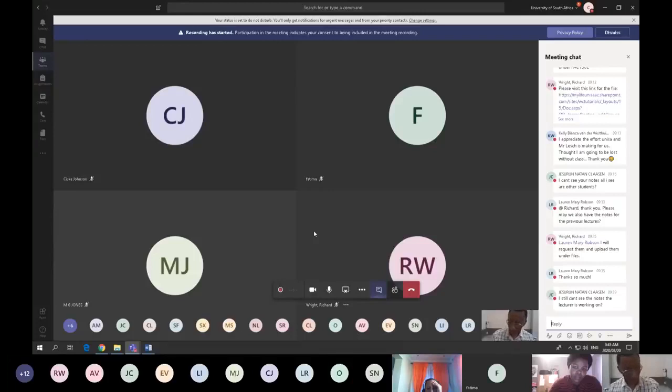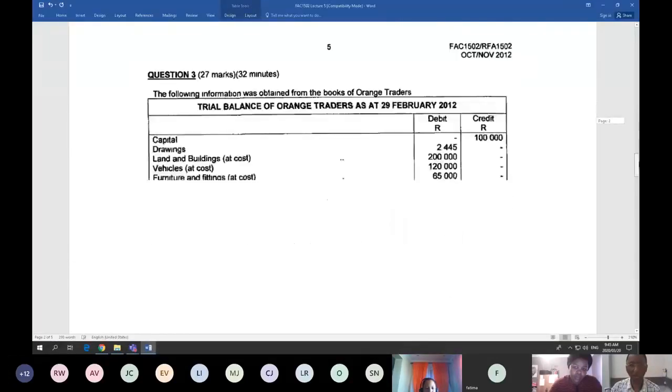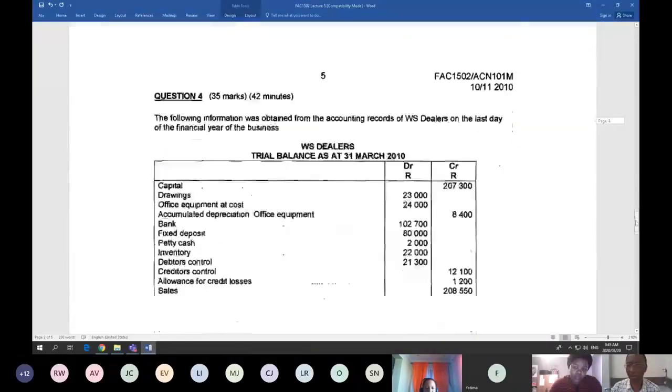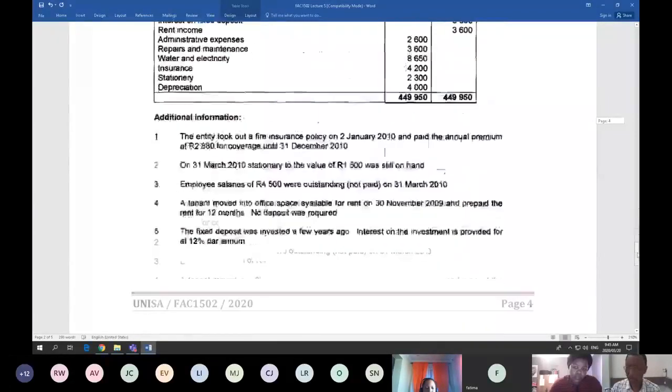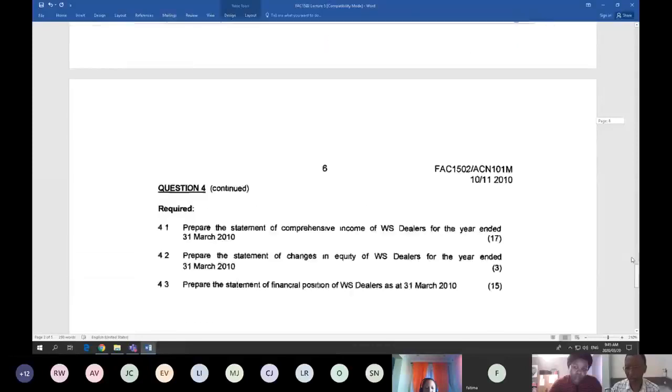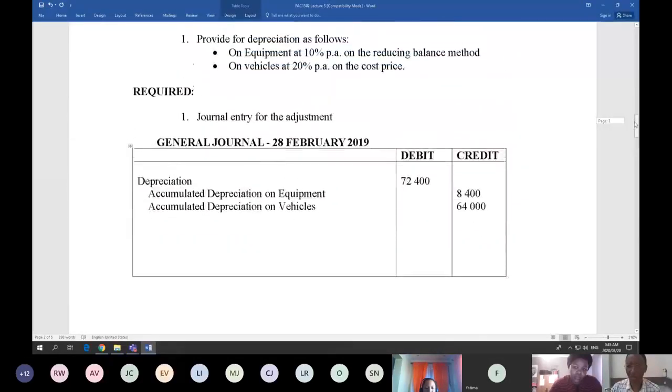Okay. So that is just an explanation of the additional information. Let us take a look at what the question wants you to do as far as your required is concerned. The question wants you to first of all record the adjustments in the journal, and thereafter complete the statement of profit and loss and other comprehensive income.